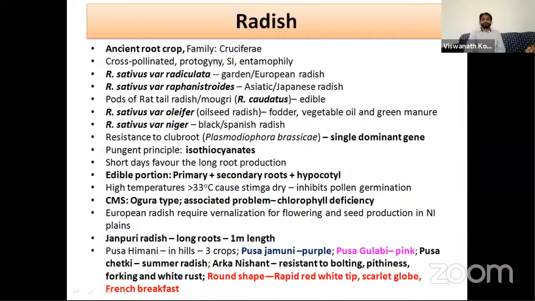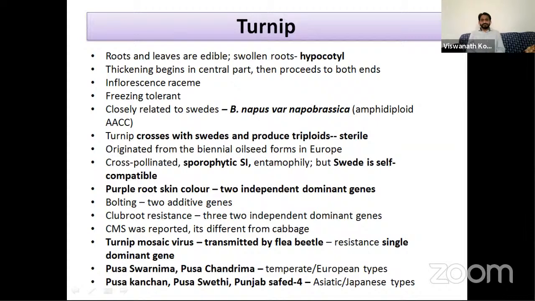Next root crop is turnip. This also belongs to the family Brassica, Cruciferae. So roots and leaves are edible. Here the swollen roots are hypocotyl.